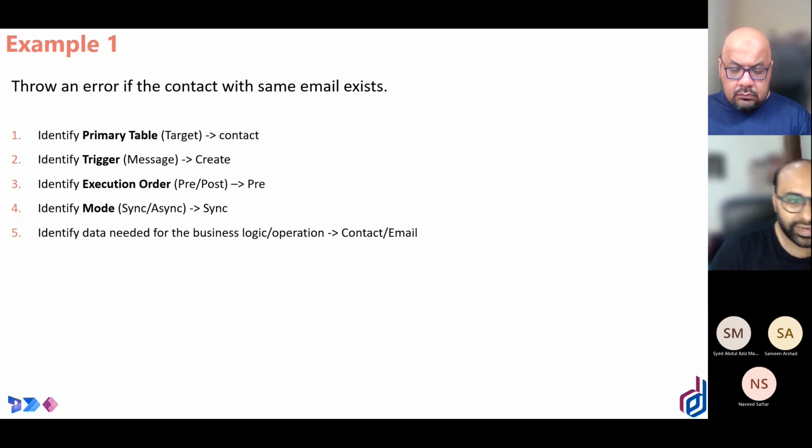So there is no point of validation. The record is already created. So definitely it has to be sync, which means part of the same transaction, right? So we'll do it in real time. Then identify the data needed for this business logic, where we just need the contact's email. Okay.